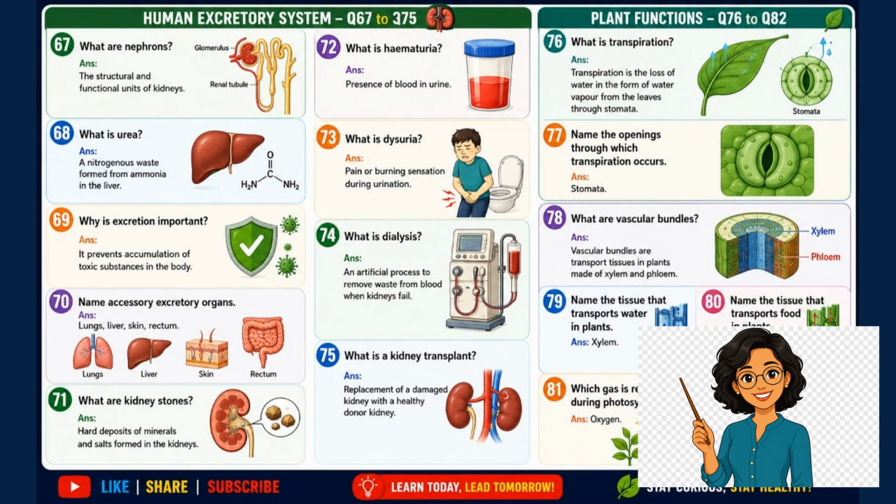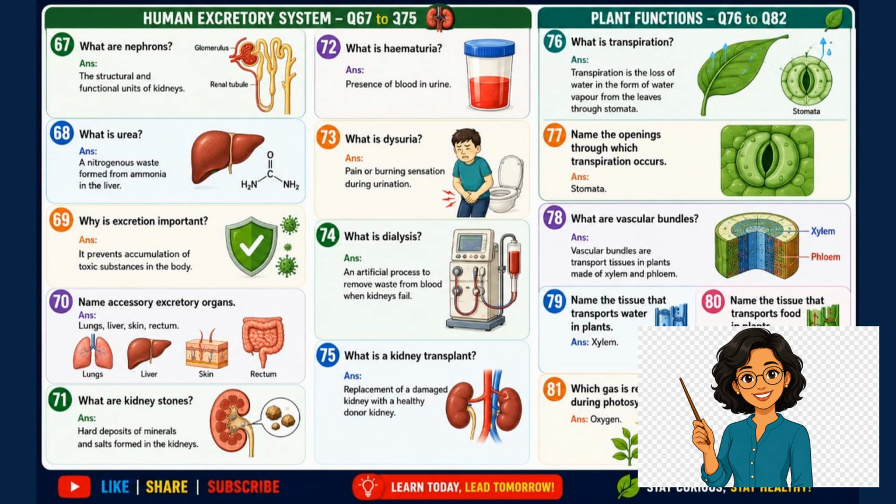Question 76. What is transpiration? The answer is, loss of water in the form of water vapor from leaves through stomata. Question 77. Name the openings through which transpiration occurs. The answer is, stomata. Question 78. What are vascular bundles? The answer is, transport tissues in plants made up of xylem and phloem.